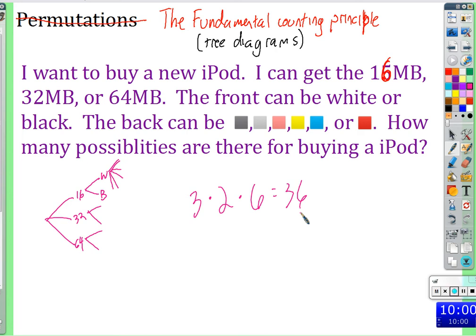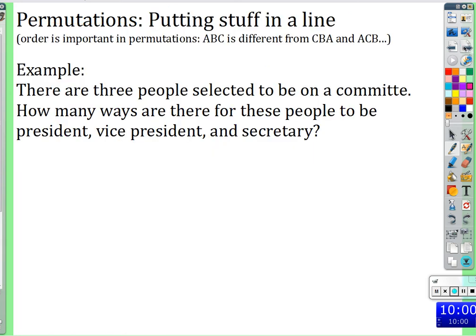Okay. Make sense? Any questions? I have a feeling that most of you have been exposed to the fundamental counting principle, which is, just multiply the possibilities together. Okay, so now we come to permutations.